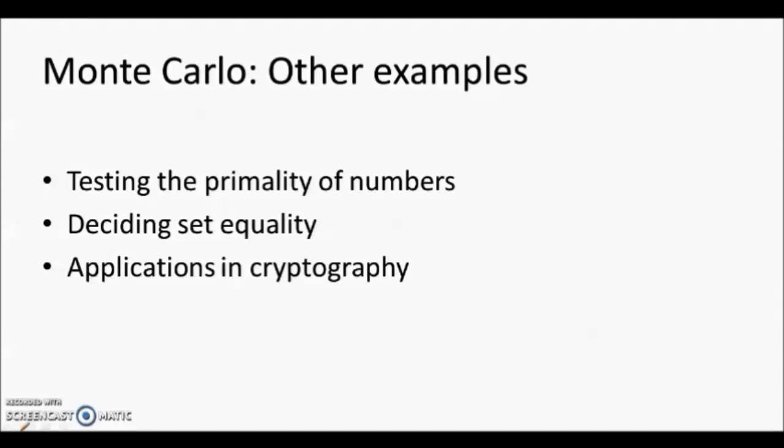Okay, these are some other examples. The Monte Carlo technique has been used to provide probabilistic algorithms for a range of applications, which include testing the primality of numbers. Deterministic primality testing is computationally difficult, but believed not to be NP-complete. Second is deciding set equality, and the third is applications in cryptography.